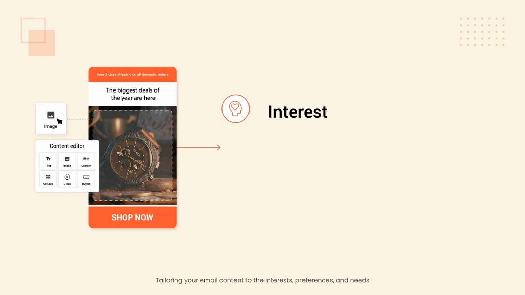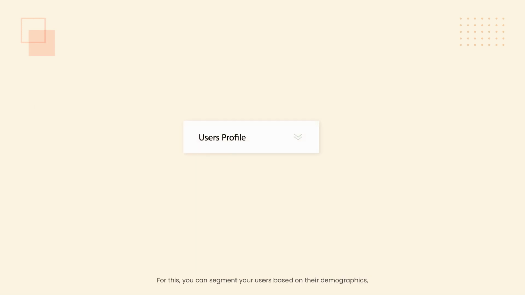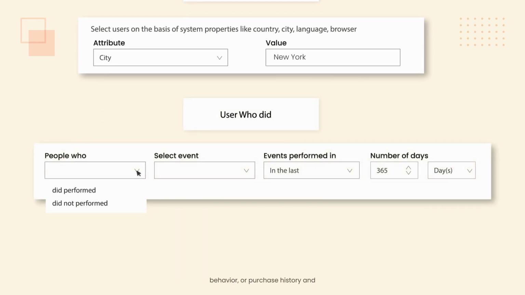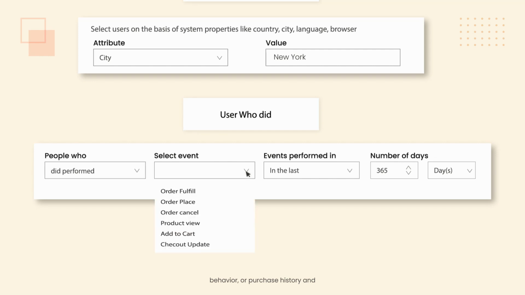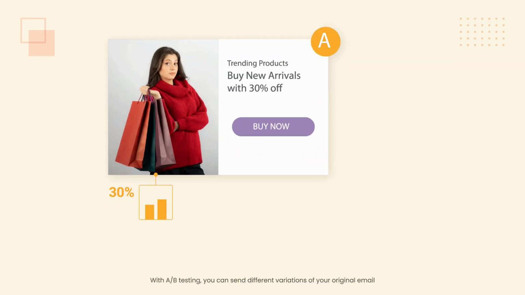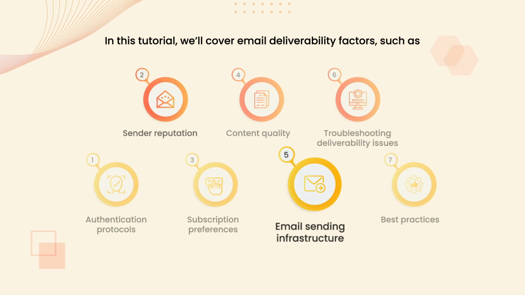Relevance to target audience. Tailoring your email content to the interests, preferences, and needs of your target audience is essential for driving engagement and maximizing deliverability. For this, you can segment your users based on their demographics, behavior, or purchase history, and then target these segments specifically to keep your emails relevant and personalized. A/B testing. With A/B testing, you can send different variations of your original email and select the one that's performing the best.